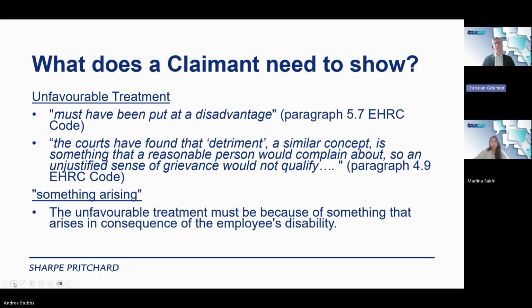The something arising. So unfavorable treatment must be because of something that arises in consequence of the employee's disability. The obvious example is sickness absence. So an employer taking action on an employee's sickness absence, if that absence is linked to a disability, then the Section 15 claim isn't saying whatever action you took was directly because of the disability. It's not saying, for example, if dismissal was the decision, that directly because of disability you discriminated against them.